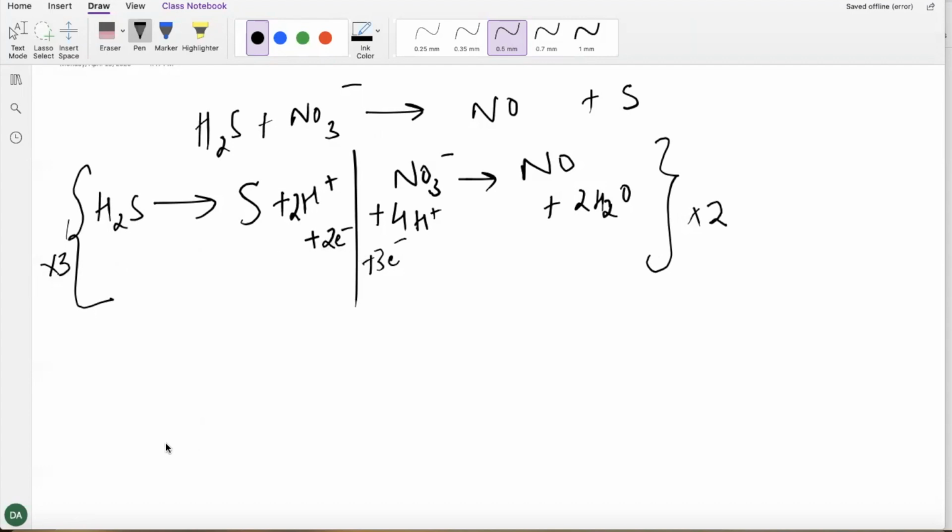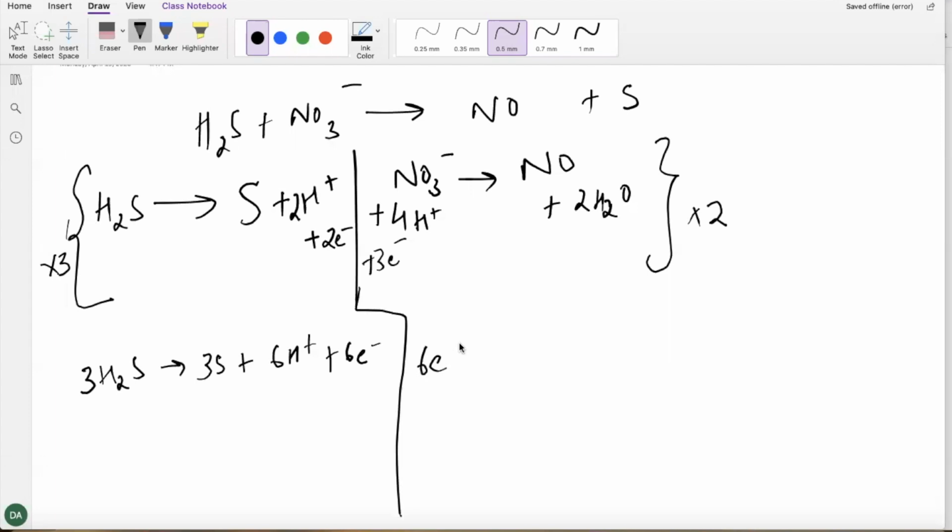Okay? Right. Now, I guess if you rewrite this, this becomes 3H2S, giving us 3S plus 6H plus 6 electrons. That's our left-hand side. If we do our right-hand side, we times it by 2. That's 6 electrons plus 2NO3 negative plus 8H plus, giving us 2NO and 2 times 4, 2 times 2, 4H2O.